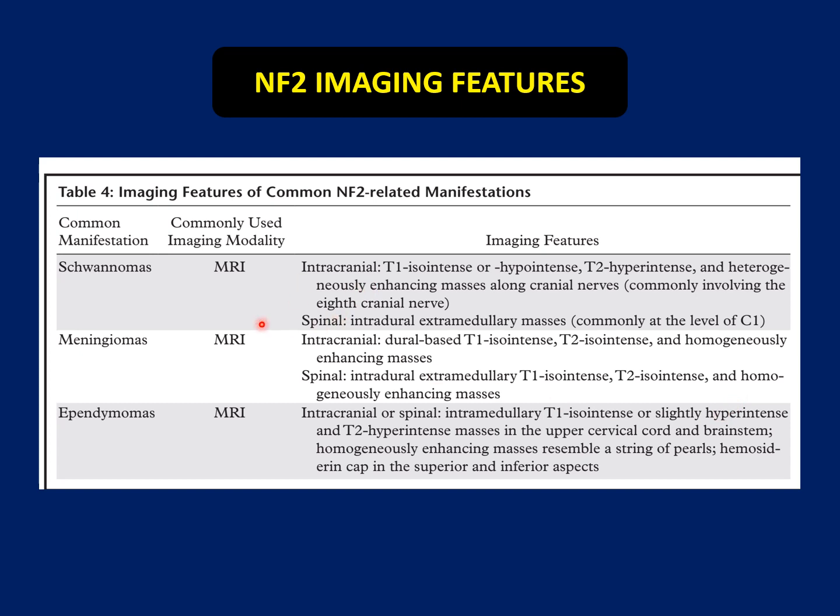So this is again the summary of the findings, that these are the three important tumors which are seen in neurofibromatosis type 2: schwannoma, meningioma, and ependymoma. And our patient had bilateral vestibular schwannomas, meningiomas, as well as multiple cutaneous schwannomas, as well as intradural extramedullary schwannomas of the spinal nerve roots.